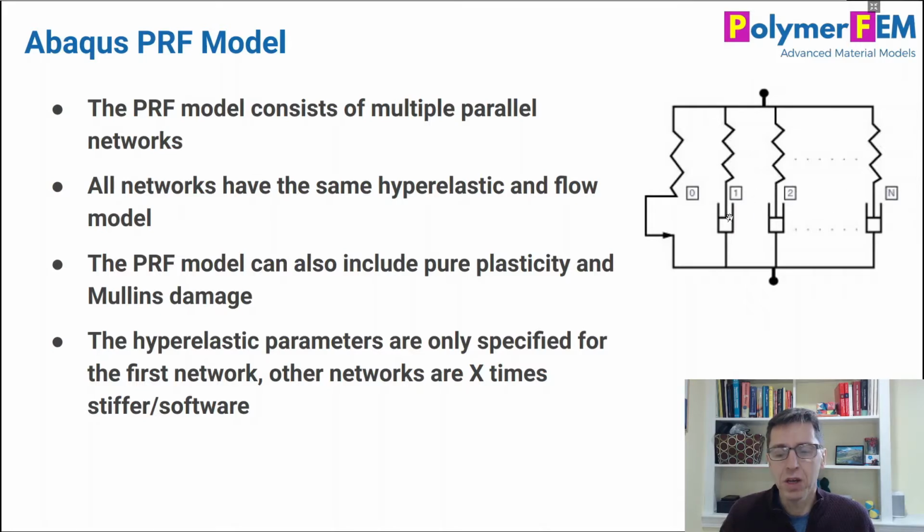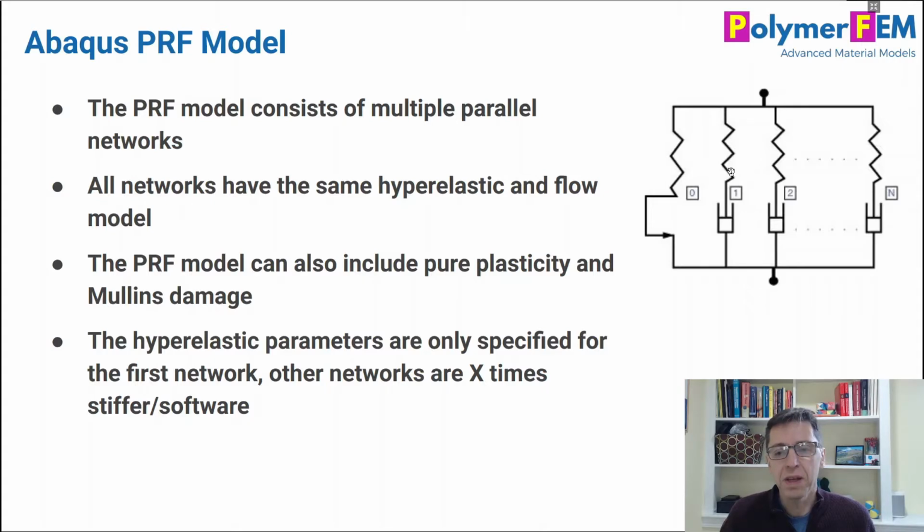You can include Mullins damage if you like, and you can also include pure plasticity. But typically plasticity isn't all that useful for the materials that are well characterized using the PRF model. So that's not something that I typically recommend or use.